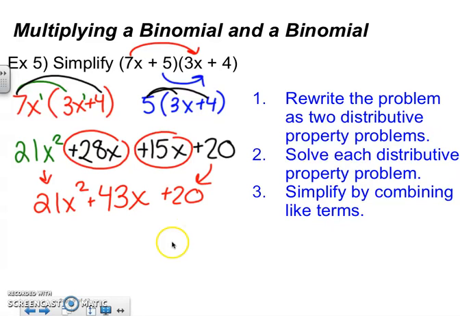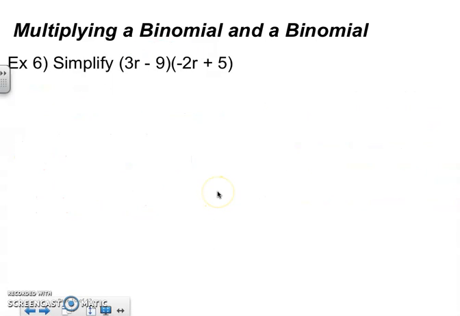Okay? So when you multiply a binomial, you are going to first rewrite it. You are going to distribute. You're going to combine like terms. And you're going to get 3 terms at the end. Okay? So let's take a look at some practice problems. I'll do one more with you, and then I'll let you try one on your own.